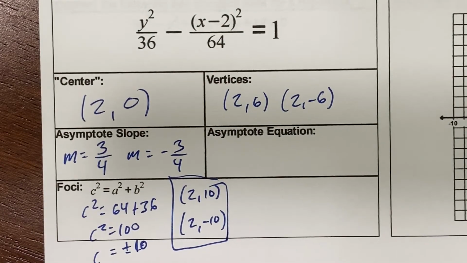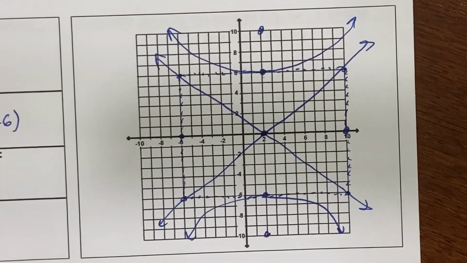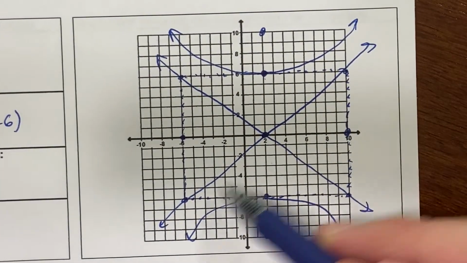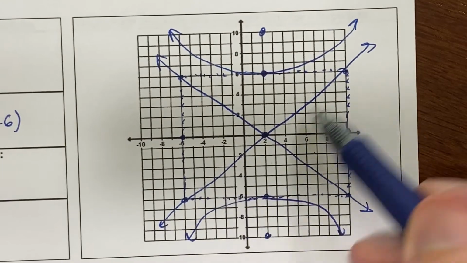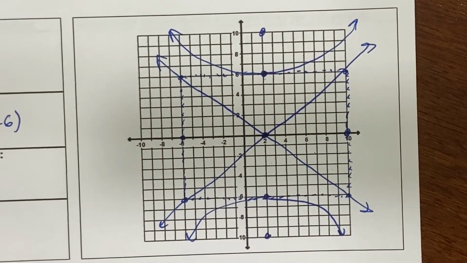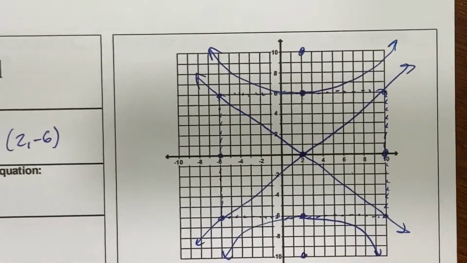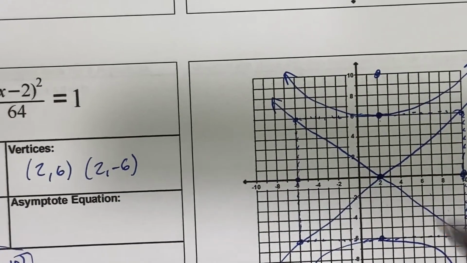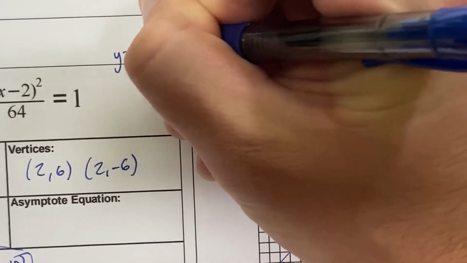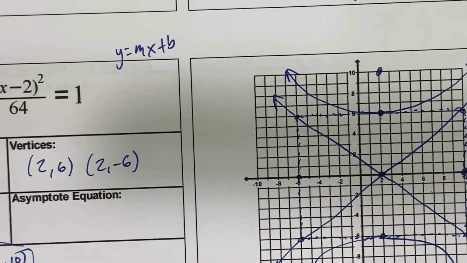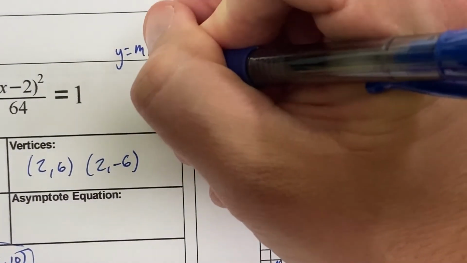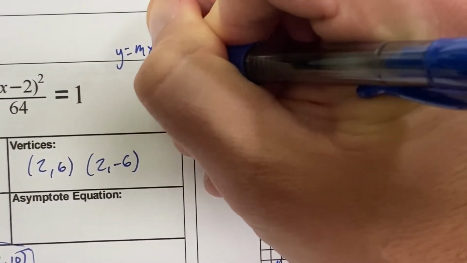And now I need the equations of those lines. So I need the equation of this line and the equation of that line. Let's look at the equation of this line first. When you write the equation of a line, you need two things. You need a slope and a y-intercept. So I'm going to write it kind of up here. You know, we could use y equals mx plus b to find those two things. We have our slope. Let's use the 3/4 one to start with.